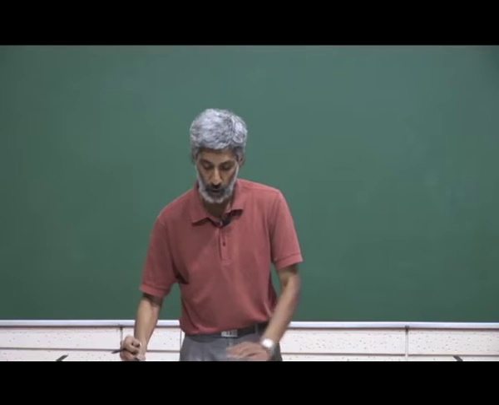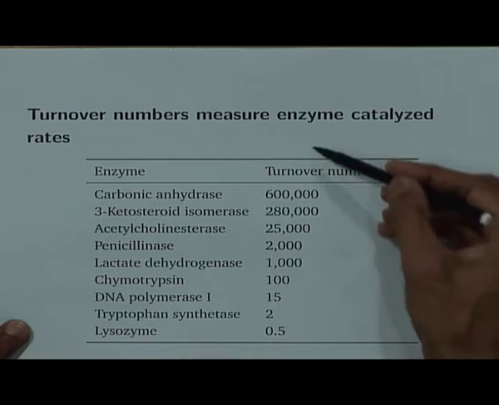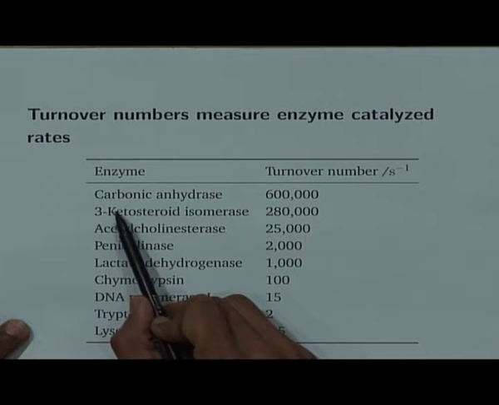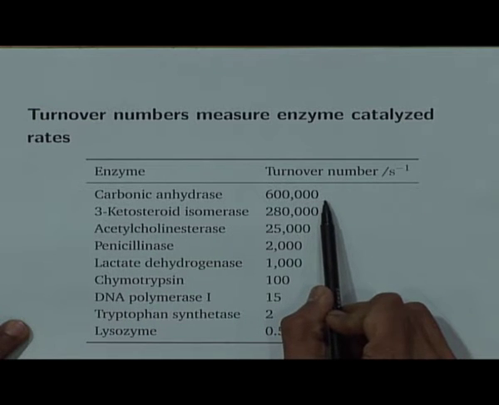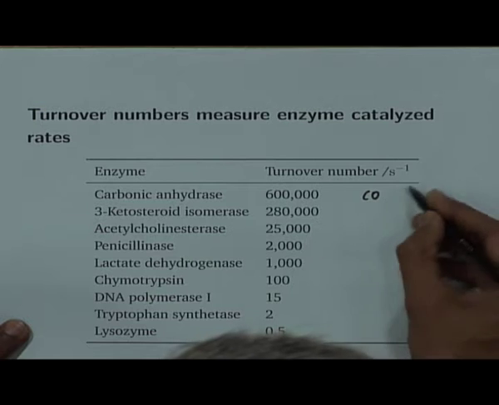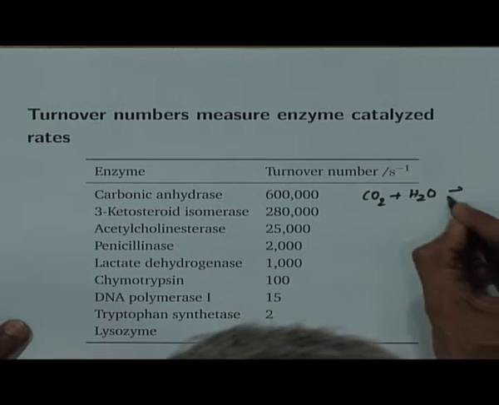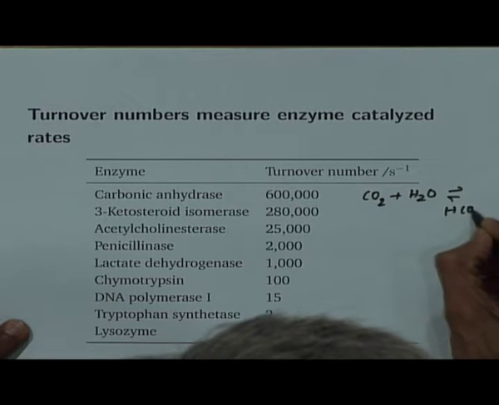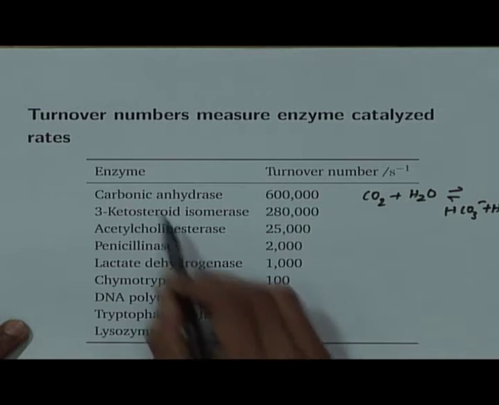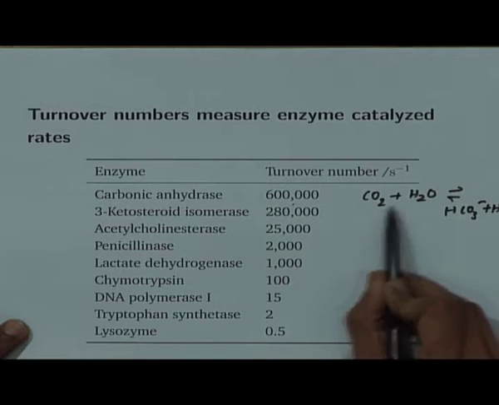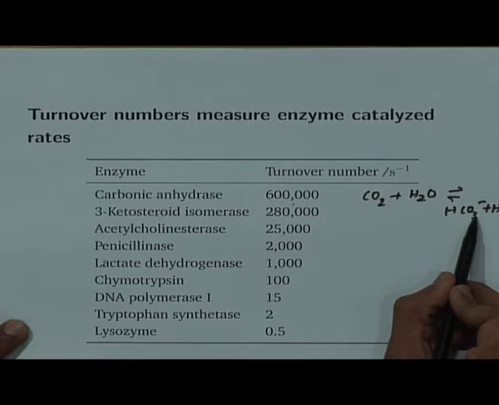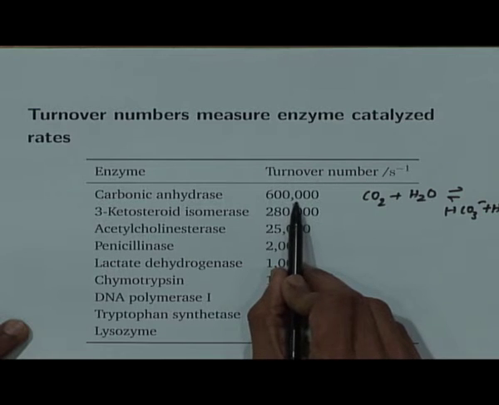And the efficiency of enzyme catalyzed reactions is characterized by a quantity which is called the turnover number, and I have listed some of the turnover numbers here. Carbonic anhydrase is by far the most efficient enzyme that you can think of. This enzyme catalyzes the reaction of carbon dioxide with water to give you bicarbonate, and what this tells you is that per second 600,000 molecules of carbon dioxide and water combine to give you bicarbonate. This is more efficient than any catalyst that a human can synthesize so far.